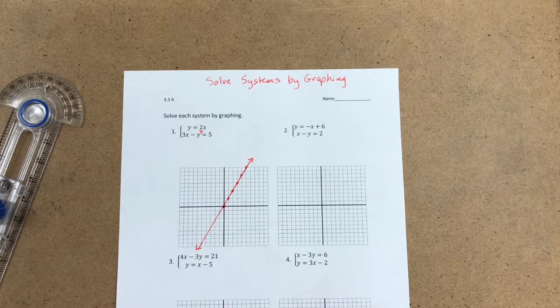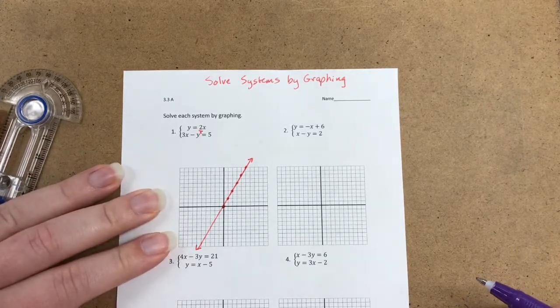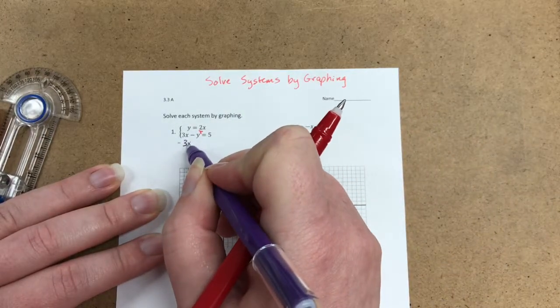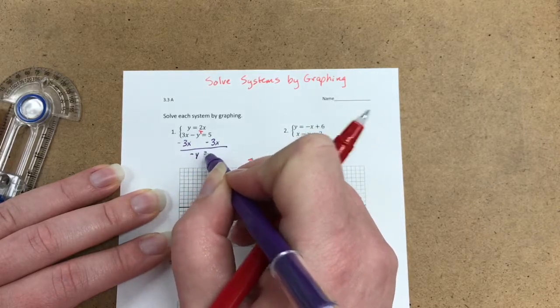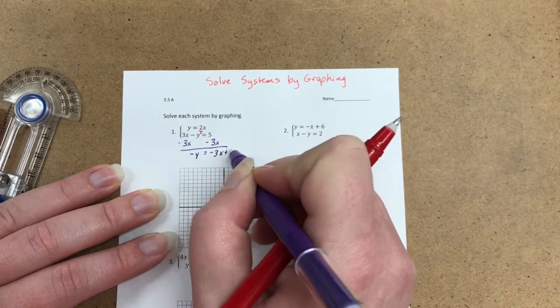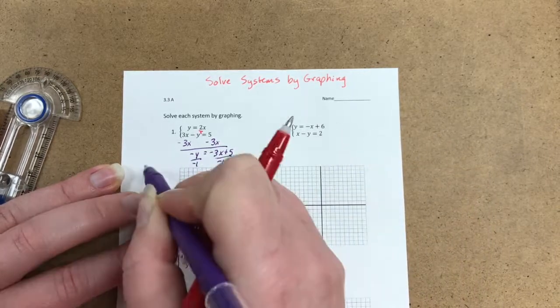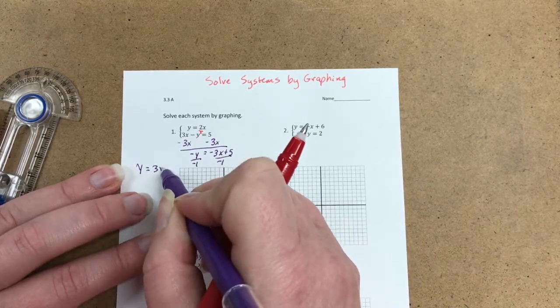Looking at my second equation, I'm noticing that it's not solved for y, so it's not in slope-intercept form. I'm going to have to put it into slope-intercept form first. To do that, I want to get y by itself. So I'm going to subtract 3x from both sides, and I get negative y equals negative 3x plus 5. Then I'm going to divide by the negative 1, so I get y equals 3x minus 5.